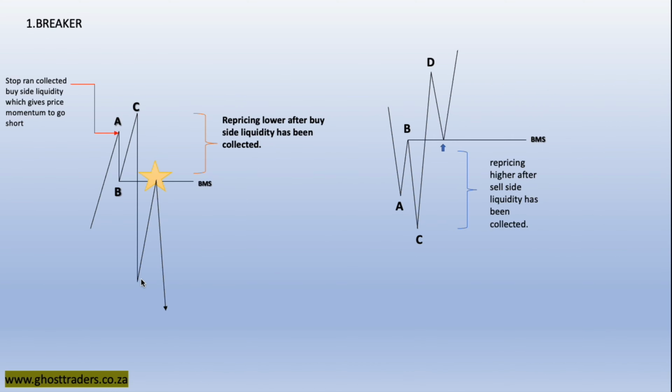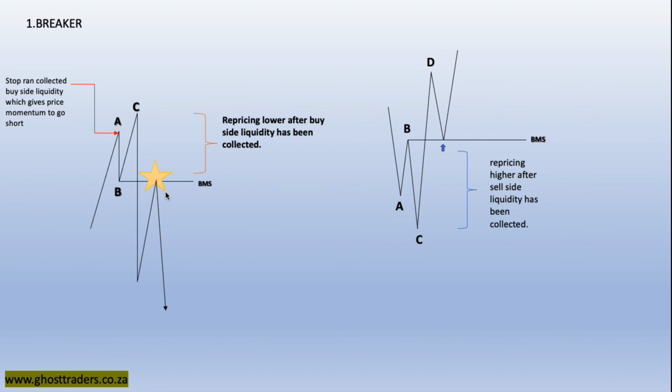So what you want to see when it comes to breakers, QML, and mitigation blocks, okay, when it comes to those three, what you need to have here is a significant displacement, okay? So don't just wait for a little bit of a spike and then jump in and start trading. Just wait for a movement, let price move here, okay?